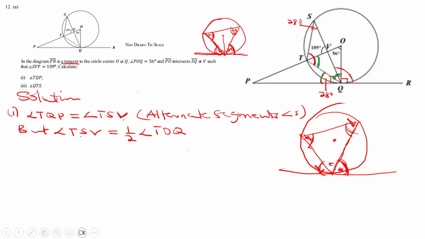If someone can use TSQ, it's the same thing. It's the same angle that you are talking about. So it means my angle TSV will be equal to half of what? The angle 56 degrees. And that was the one that gave us what? The 28 degrees that we have there. So I can say that therefore my angle TQP, what I'm looking for, is equal to 28 degrees, alpha.